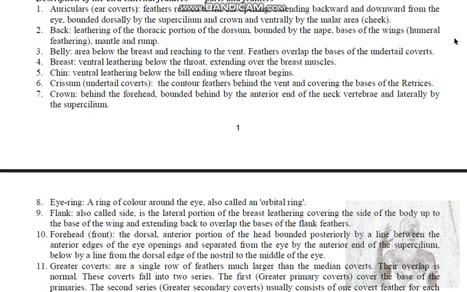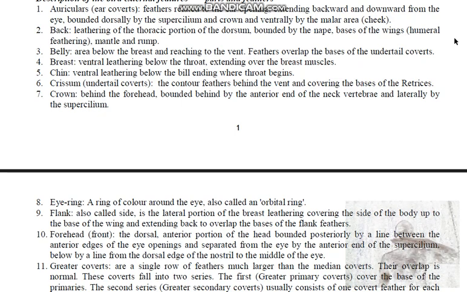The ear coverts are the feathers that cover the ear part, and that is what is called the ear covert. And the back is that part of the thoracic part, the dorsal part of the thorax, that is covered with feathers. You might want to know how to identify it easily: it's dorsal, and when we talk of dorsal, we consider the bird.